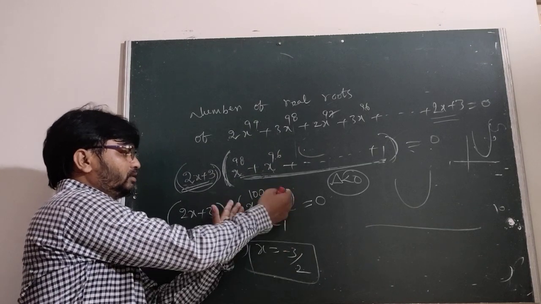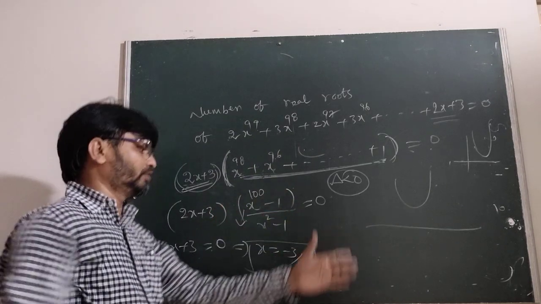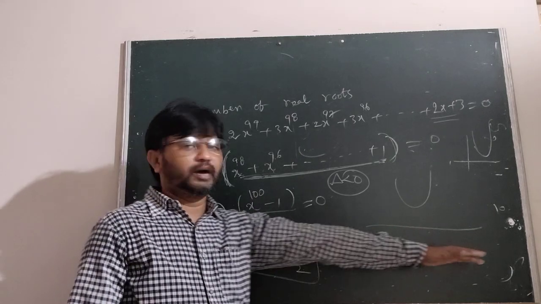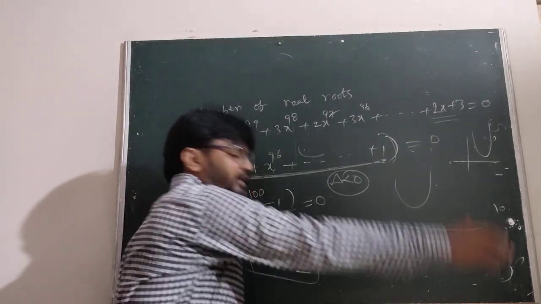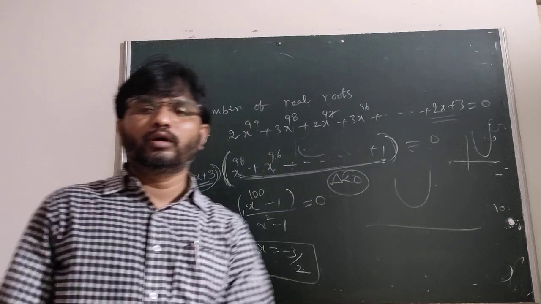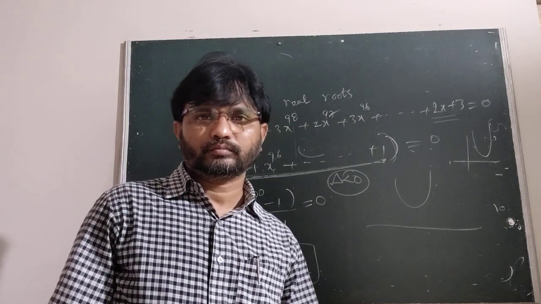Another method is there. After simplification we are getting 1 plus x square up to x power 98, and all signs are positive. That means no real roots. Do you understand?